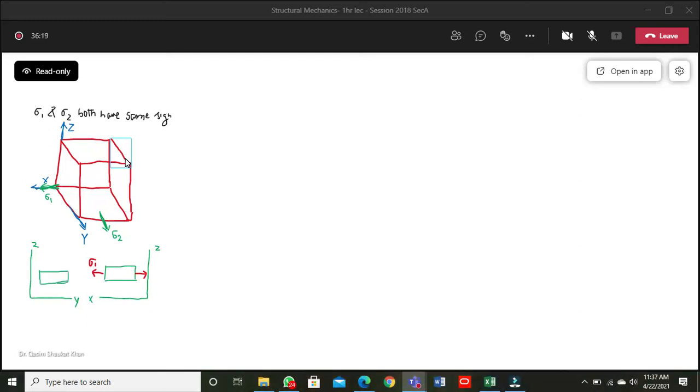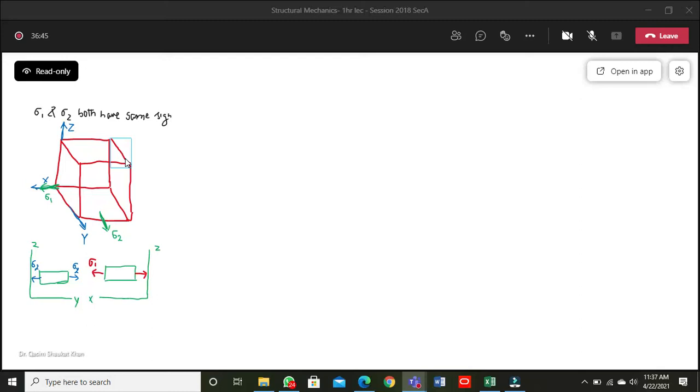Okay. So in the z direction you can see there is no principal stress. However, along the y I have sigma 2, and this is also tensile in nature.